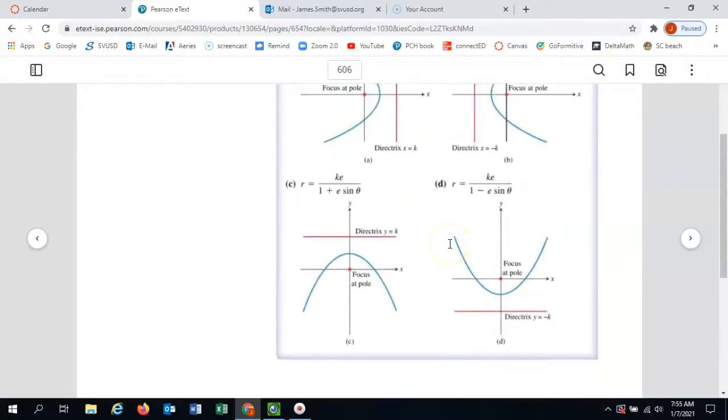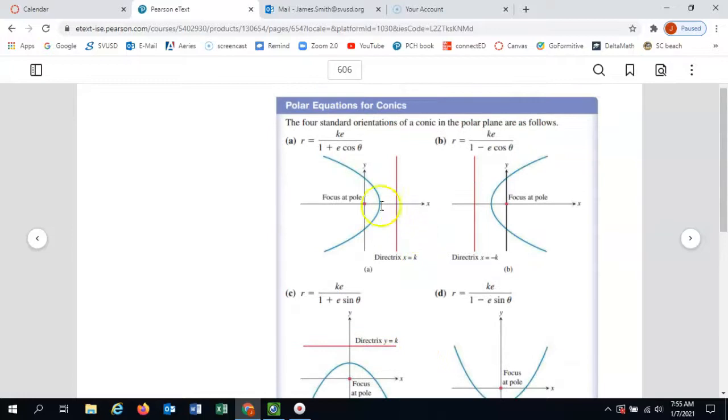But if you look at these two, these guys open up and down, so naturally we're going to be looking at the sine function if it opens up or down. And so that's when your directrix is y equals a number. Because if my directrix is y equals, then I know it's a horizontal line, and that's what's going to cause my graph to open up or down. So remember, your graph always goes away from the directrix. It always goes away from it because my graph is always in between the directrix and the focus, right? So my graph always opens toward the focus and away from the directrix.